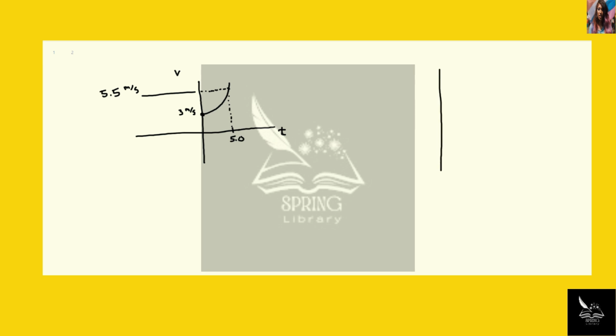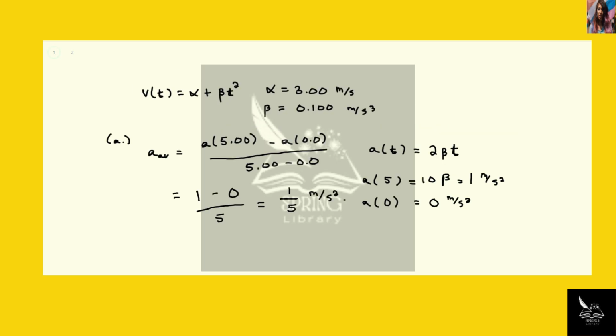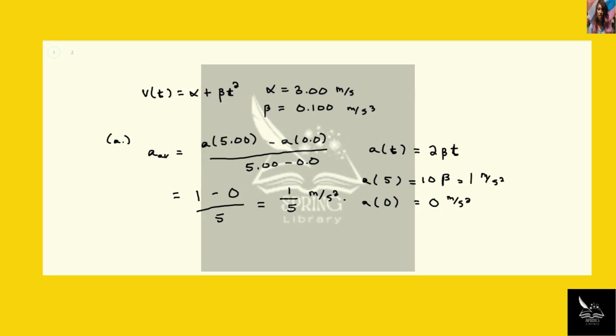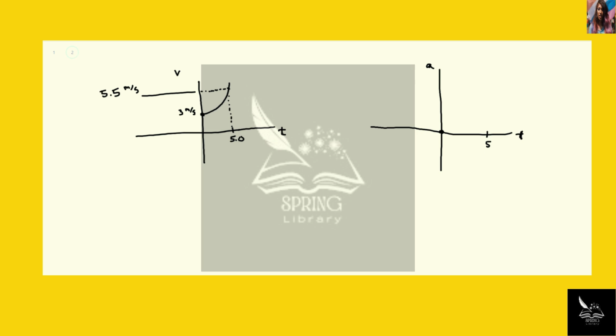In order to calculate the acceleration, we refer back to this. A of t is equal to 2 beta t. So at t equal to 0, a is equal to 0, and so this is a point on the graph. We only care about 0 to 5, so I'm going to put in 5 for my t. I should write a here. When t is equal to 5, a is equal to 10 times beta, which is equal to 1 meter per second squared. So if I put that point, that is 1 meter per second squared.